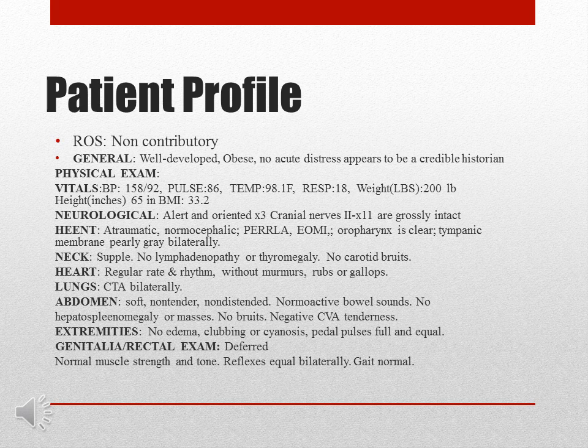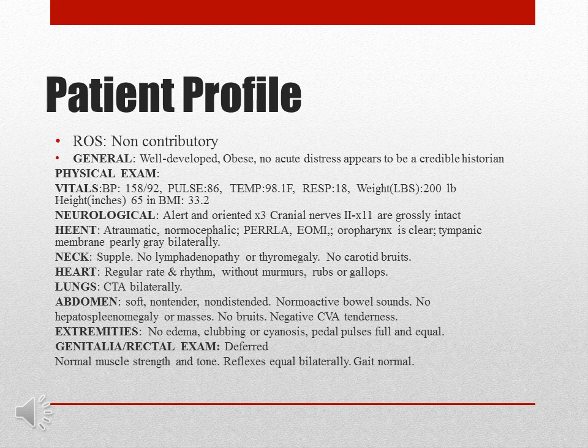Head, eyes, ears, nose, and throat. Atraumatic, normocephalic. PERRLA. Extraocular movements intact. Oropharynx is clear. Tympanic membranes pearly gray bilaterally. Neck supple, no lymphadenopathy or thyromegaly, no carotid bruits. Heart, regular rate and rhythm, without murmurs, rubs, or gallops. Lungs, clear to auscultation bilaterally.